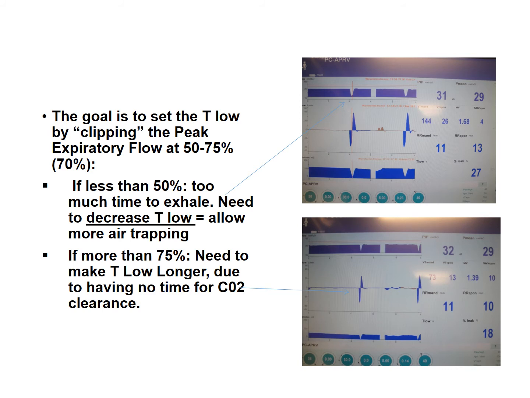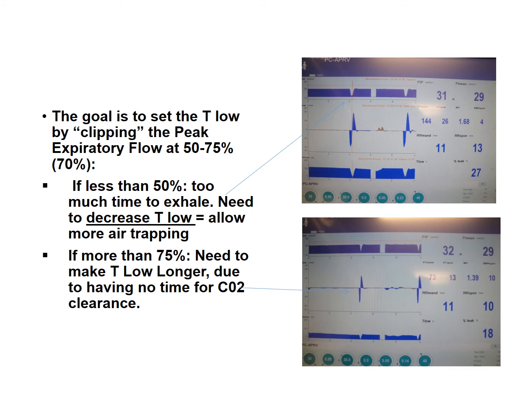If you get a percentage that's less than 50%, that's too much time to exhale. We need to decrease our Tlow to allow a little bit more air trapping. We don't want them to go all the way down to baseline.